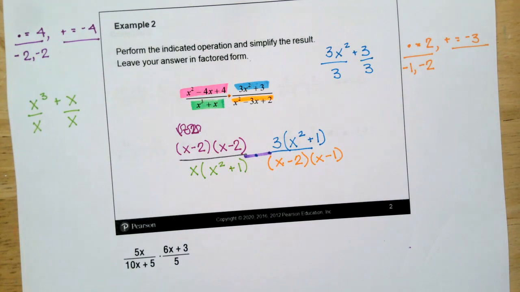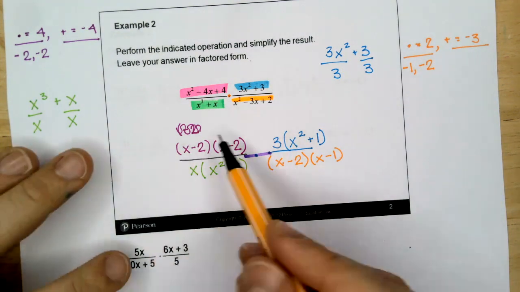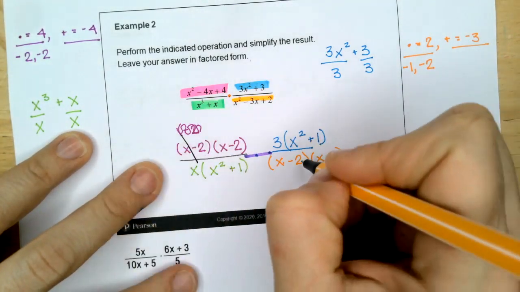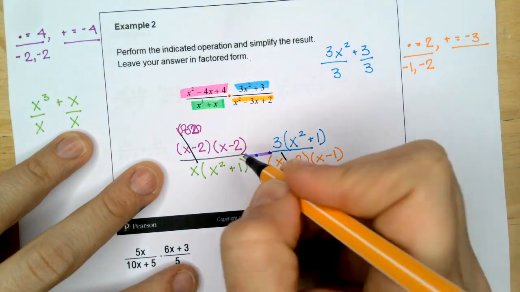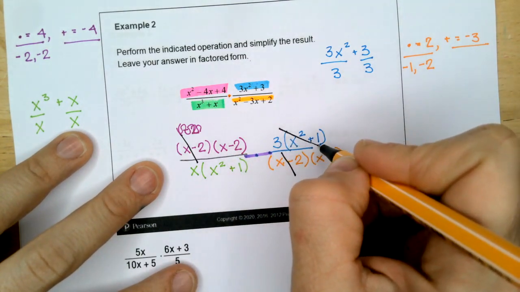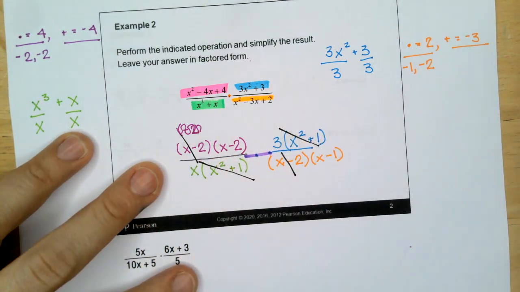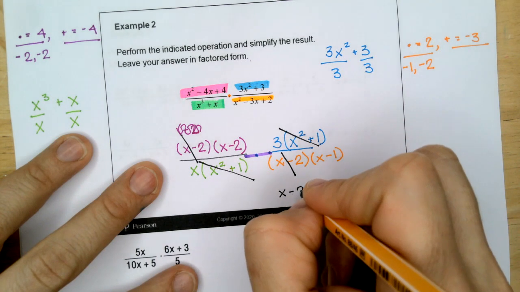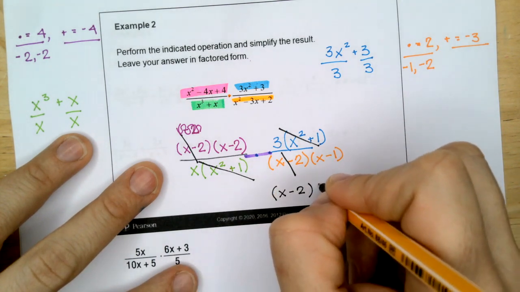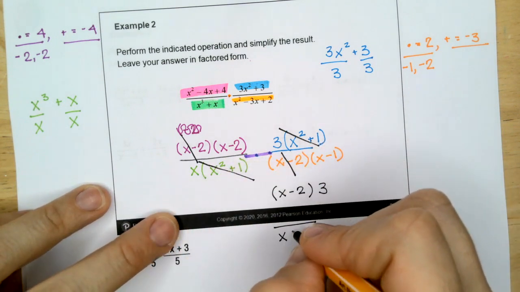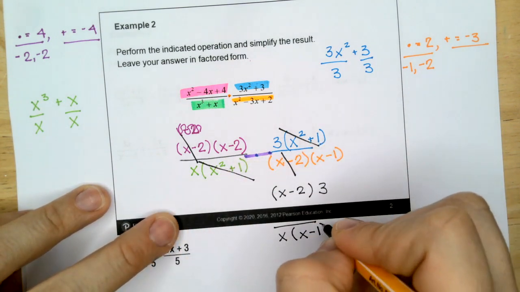Now I'm going to cancel, if possible, across the fraction bar. I'm not going to rewrite it. It'll take too long. There's an x minus 2 on the top and the bottom, so I'm going to cancel it. There's not a second one. Is there a 3? No. Is there an x squared plus 1? Yes. Okay, cancel everything you can. What are you left with? You're left with x minus 2 times 3 over x times x minus 1.